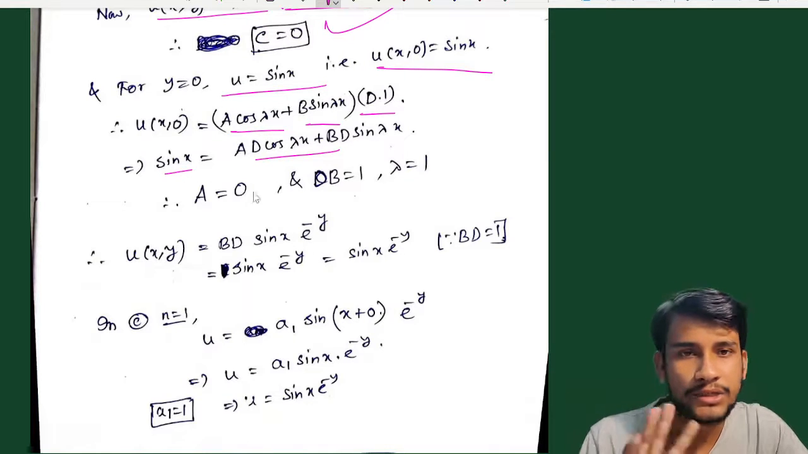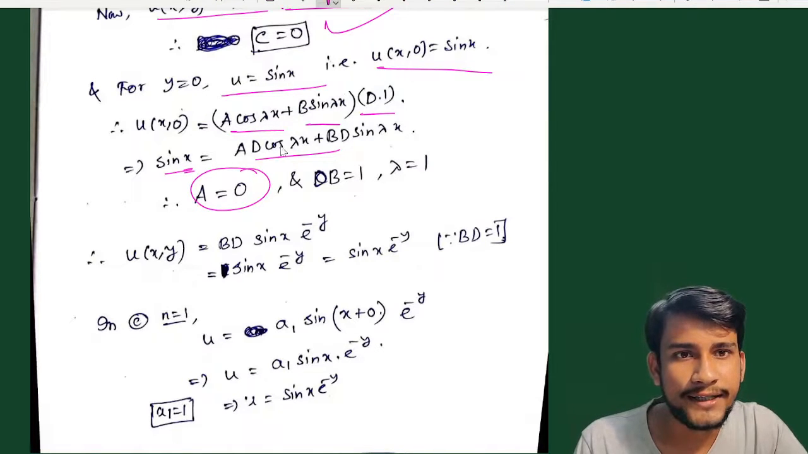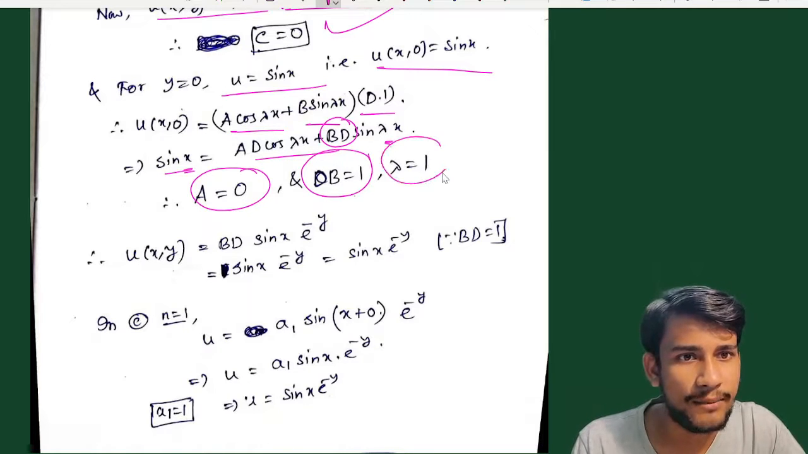And if we compare both sides, then we get a equal to 0 because there is no term of cos x in the left side. So a equal to 0. B and D, the coefficient of the sine term, equal to 1, and this lambda equal to 1 if we compare both sides.